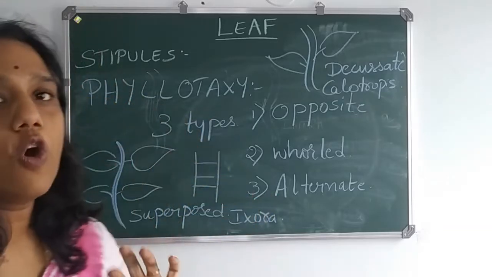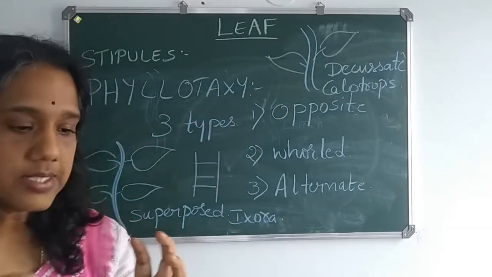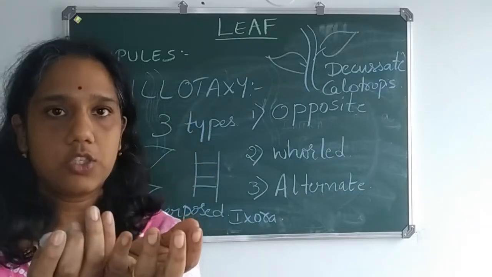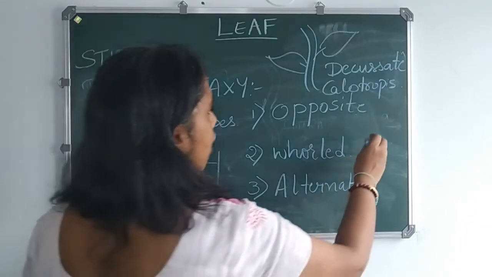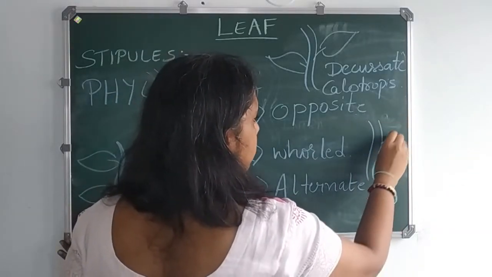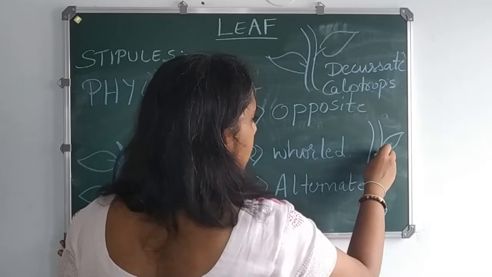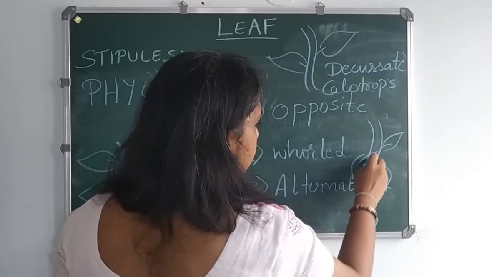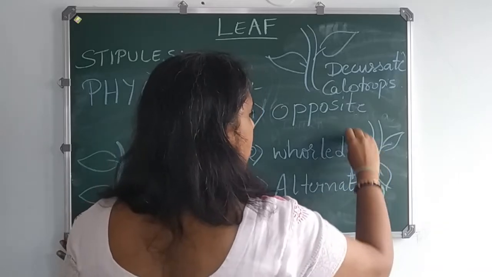Next is whorl. Whorl here means it is in the form of a rounded structure. The leaves are arranged in the form of a rounded structure from one particular point. Suppose this is the point, leaves arise from that point itself, giving a kind of whorled appearance.